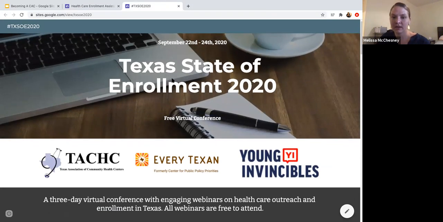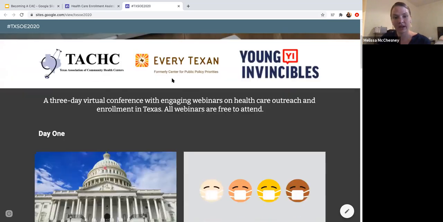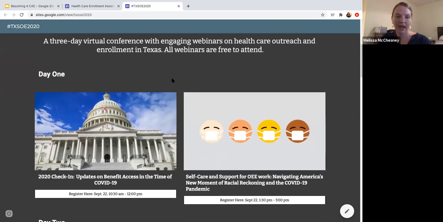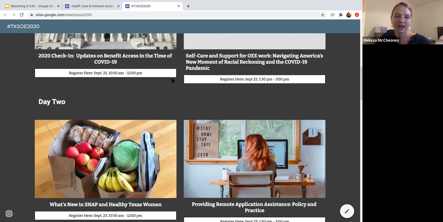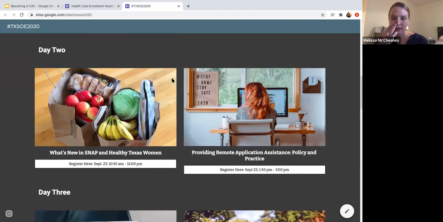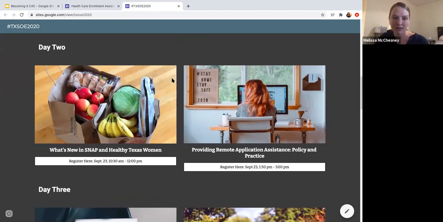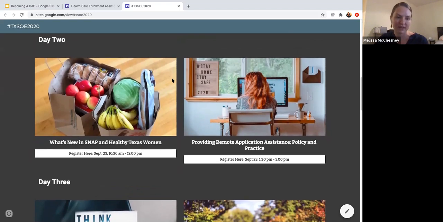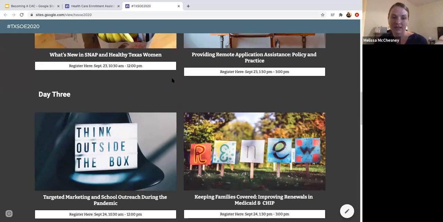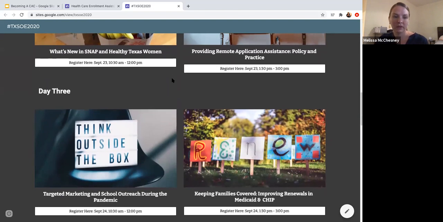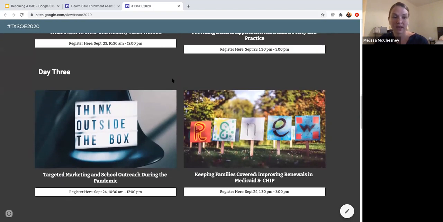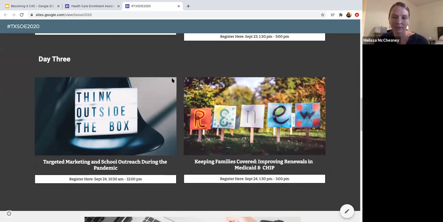There's actually going to be 6 webinars. They're closer together, over a series of 3 days. And we're not just going to focus on Medicaid, CHIP, and the marketplace. We always put in a little, so there are some on the SNAP program and Healthy Texas Women, some of those additional programs that serve low-income Texans. So take a look at the lineup for that.